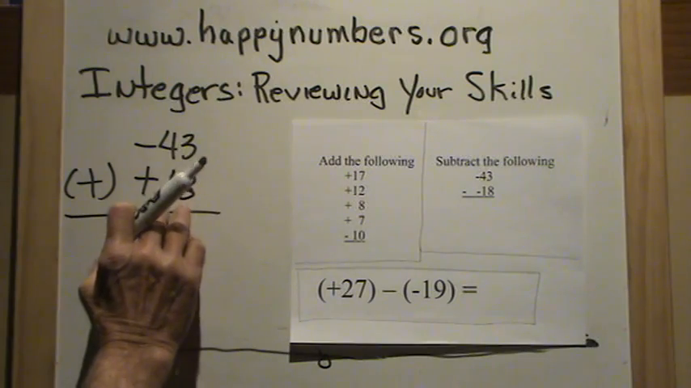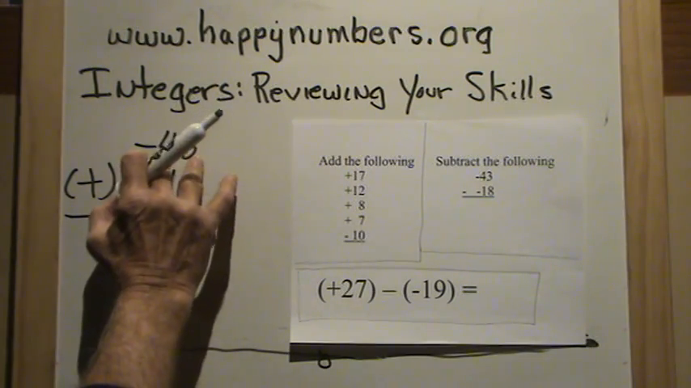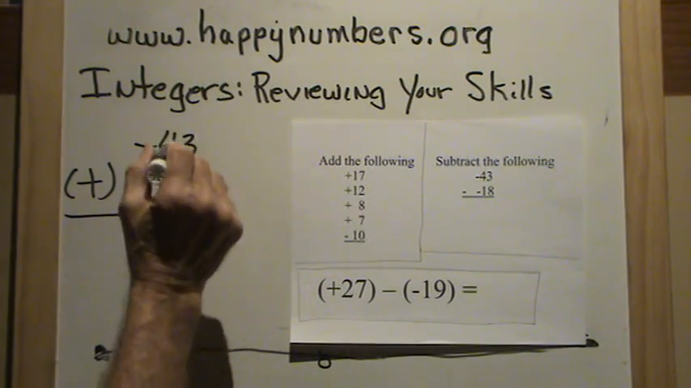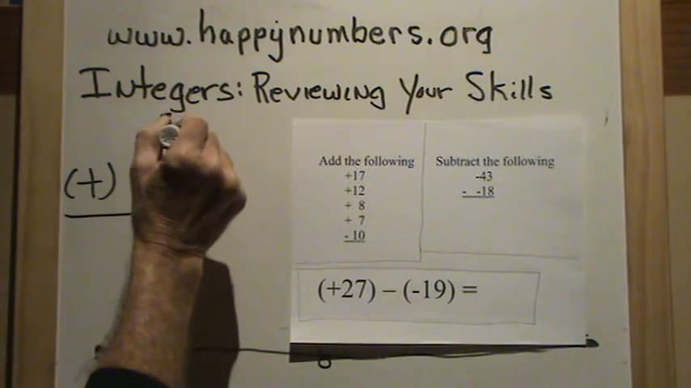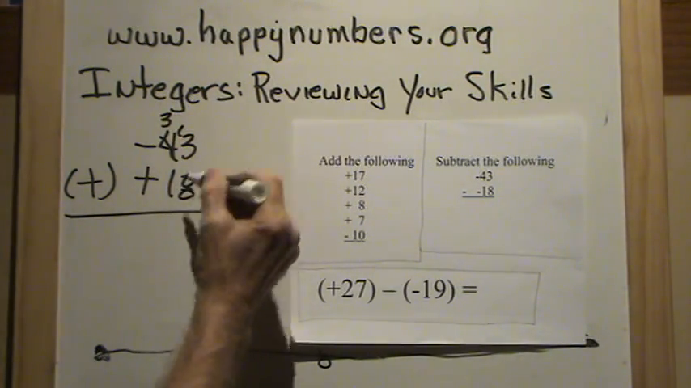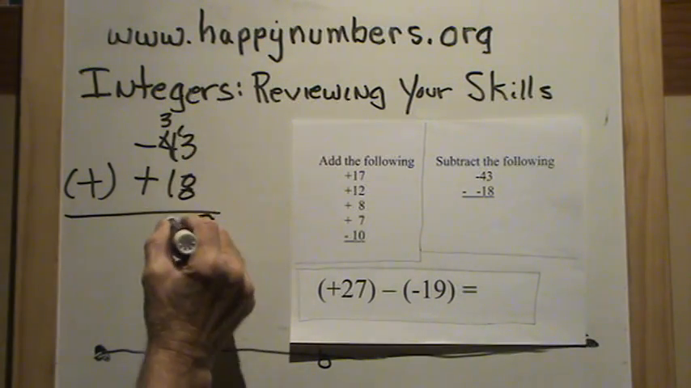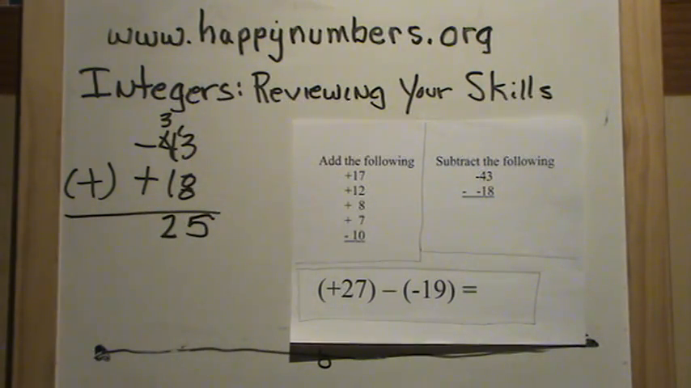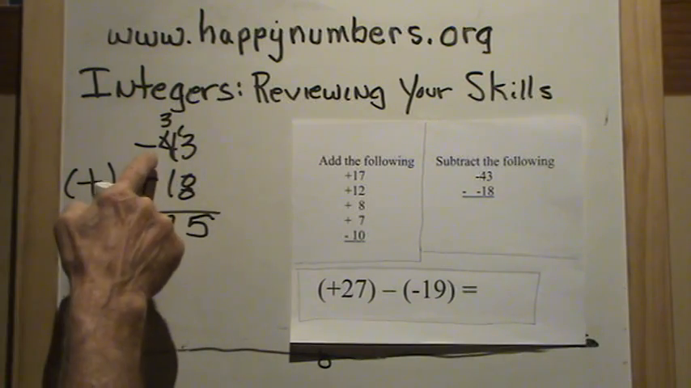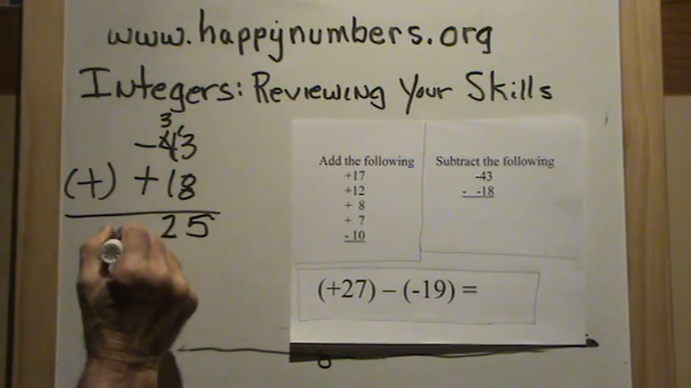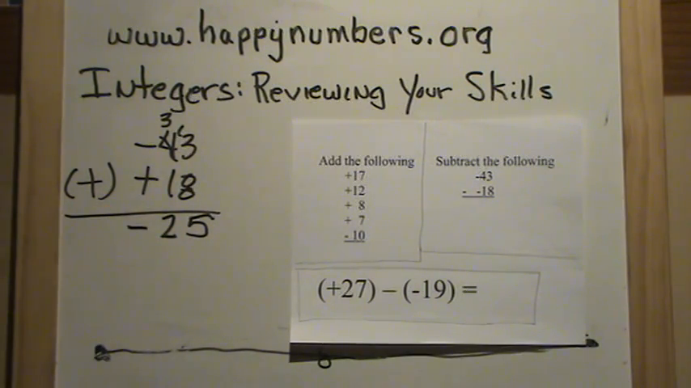So I take 18 away from 43. So I have to borrow. 13 take away 8 is 5. 3 take away 1 is 2. And I use the sign of the larger number, which was 43. So the answer would be negative 25.